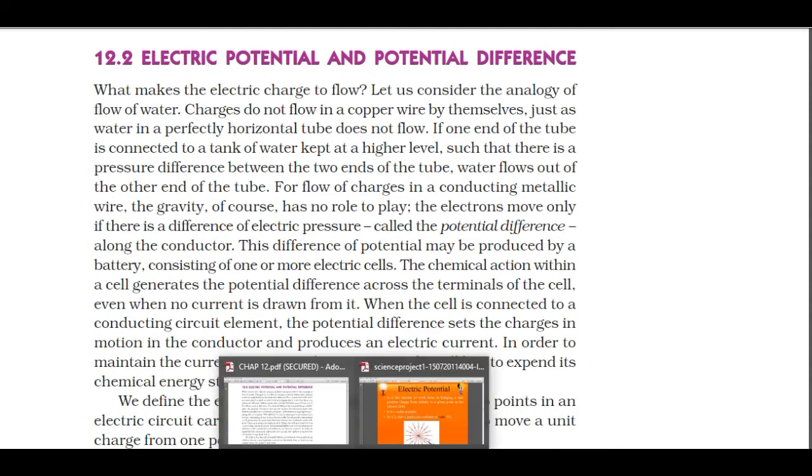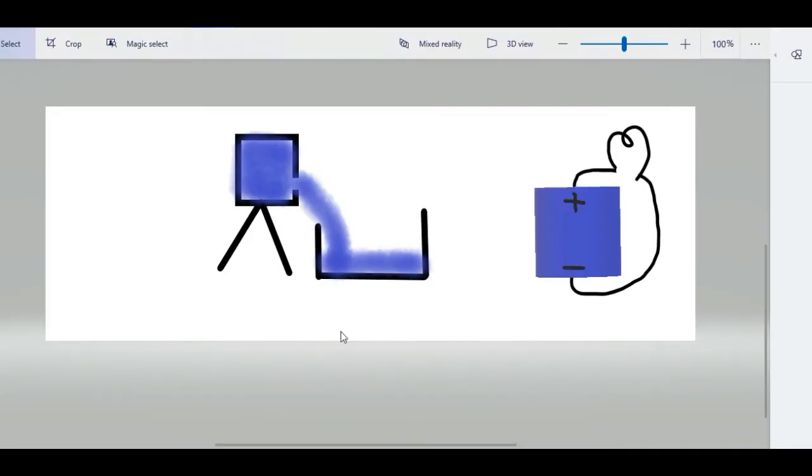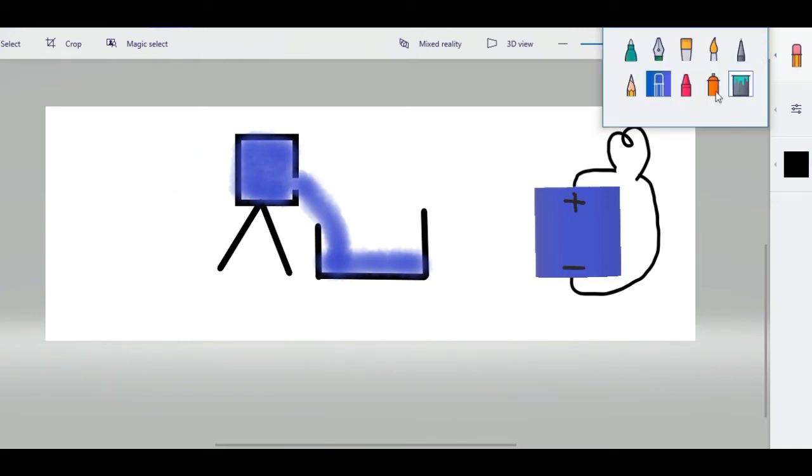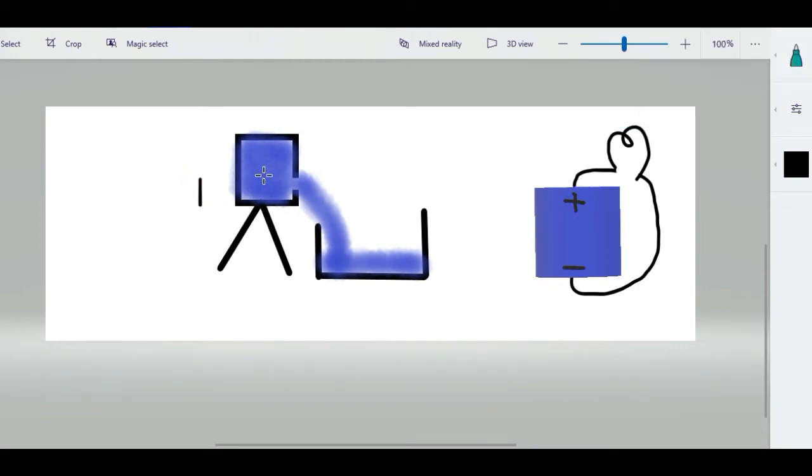So I will come to one illustration first. Have you seen this setup? I'm talking about the first setup here. In this first setup, you can see we have one tank here and one open tank here. Whenever water flows from this tank to that tank, from A to B, it will flow automatically in the downward direction.